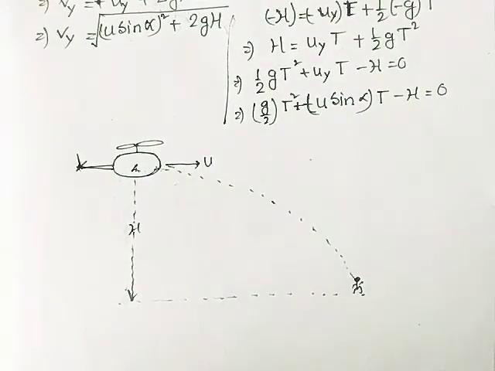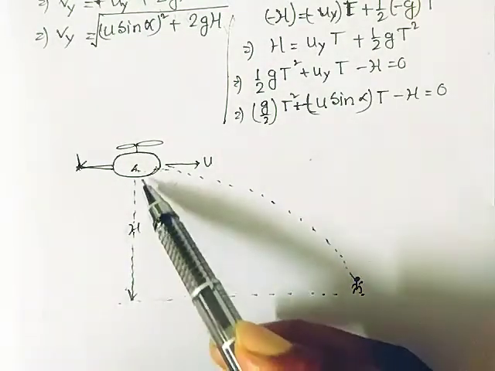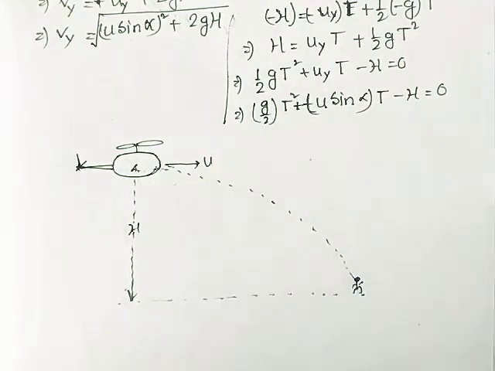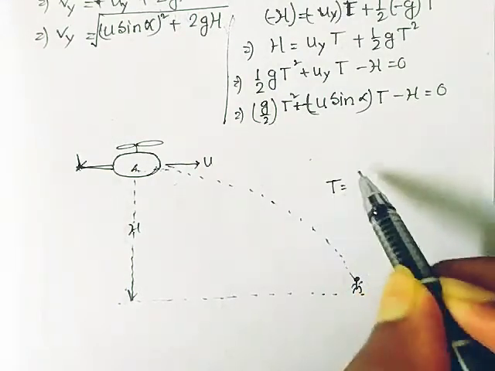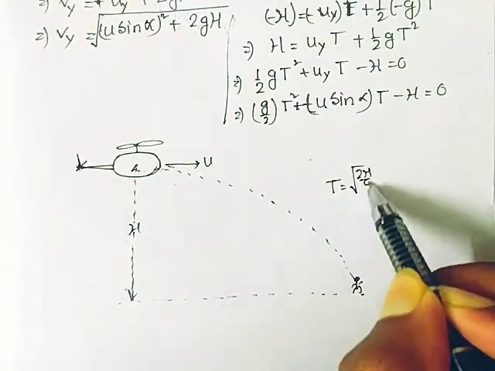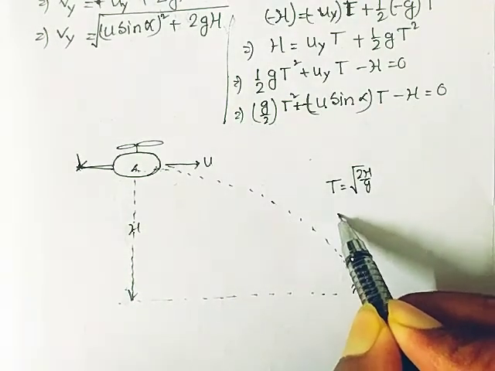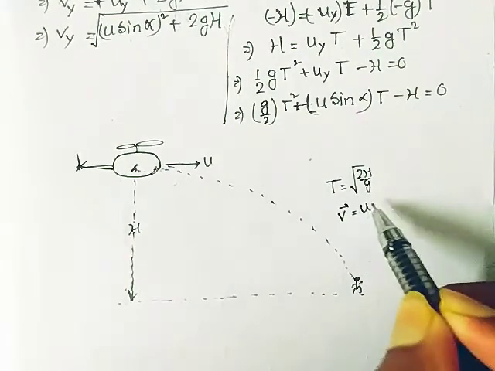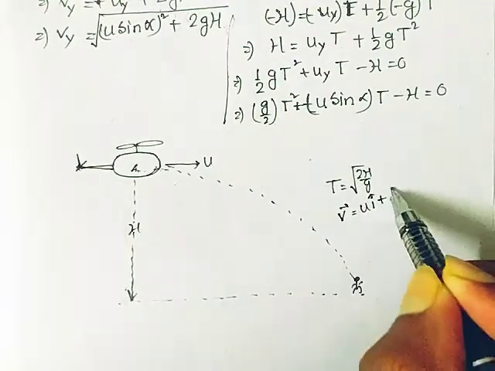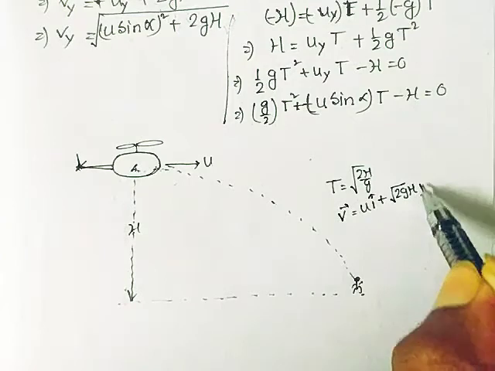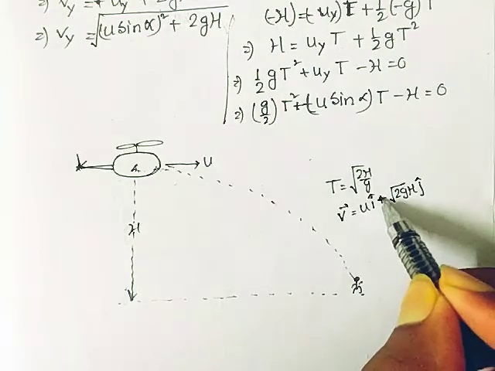So what will the helicopter do? In this case, the helicopter can find out the height by the radar or whatever be the system. After that, using that height, it can find out the time when it reaches that person, and after that the velocity with which it reached, that is obviously v vector equal to u i cap plus root over of 2gh j cap. Okay, I think it is negative.